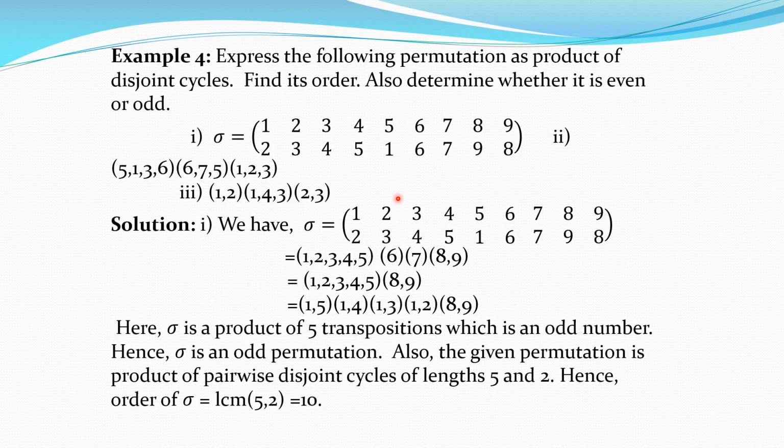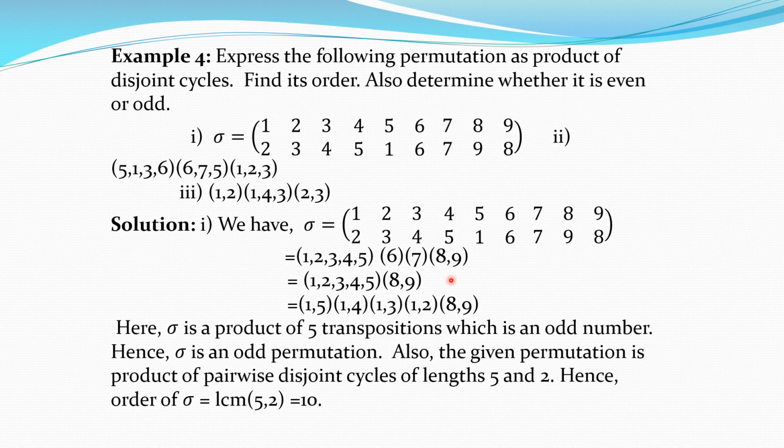Now, to find its order and to decide whether it is even or odd, we express it as a product of transpositions. So, (1 5), then (1 4), (1 3) and (1 2), and (8 9). All these are cycles of length 2, which means all are transpositions. So, how many transpositions are we getting here? 5, which is an odd number. Hence, this permutation is odd.